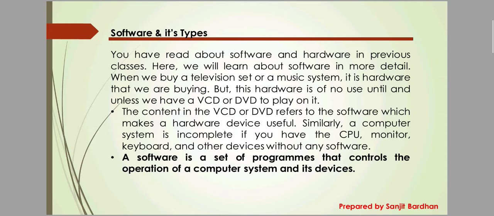Now a software is a set of programs that controls all the operations of a computer system and its devices. That means software is used to control all the devices and all the work of a computer system. ओके, सो सॉफ्टवेयर क्या करता है? सॉफ्टवेयर इज़ ए सेट ऑफ ए प्रोग्राम है और वो कंट्रोल करता है सब जो भी काम होता है कंप्यूटर के ज़रिए. ऑपरेशन कंट्रोल्स ऑल द ऑपरेशन ऑफ कंप्यूटर सिस्टम एंड ऑल द डिवाइसेस.